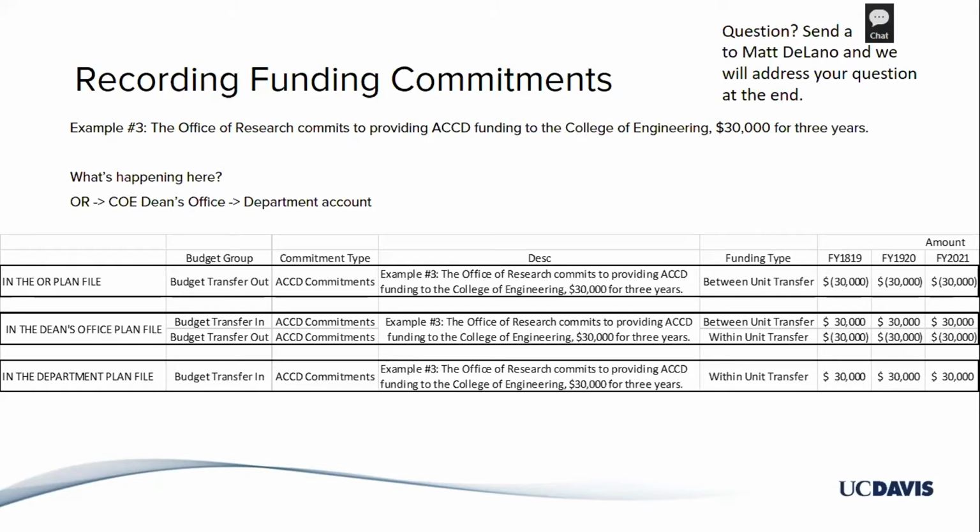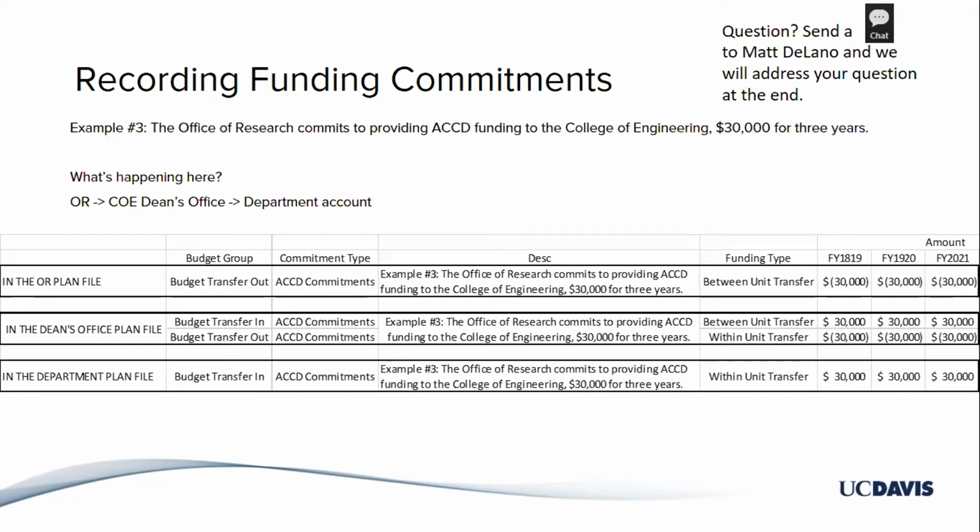The way it's recorded in the Office of Research plan file, it's recorded as a budget transfer out. And as a between unit transfer, you notice the difference there in that funding type column. You've got a between unit transfer in the OR plan file and the receiving budget transfer in the dean's office. But then from the dean's office to the department plan file, it's a within unit transfer.